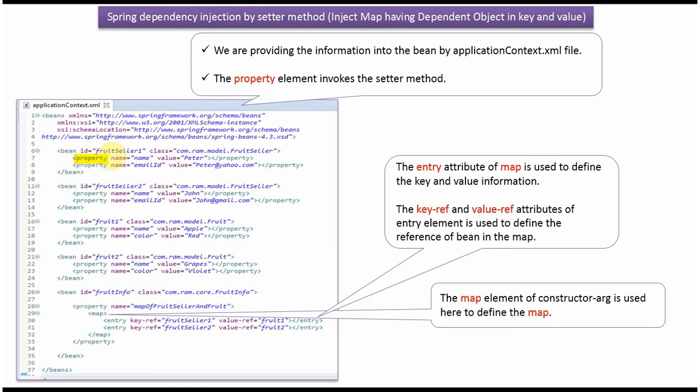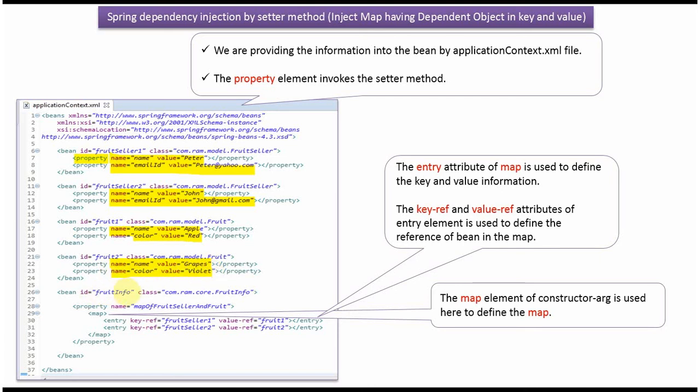FruitSeller1 object name will be set as Peter and email ID will be set as peter@yahoo.com. FruitSeller2 object name will be set as John and email ID will be set as john@gmail.com. Fruit1 object name will be set as apple and color will be set as red. Fruit2 object name will be set as grapes and color will be set as violet.